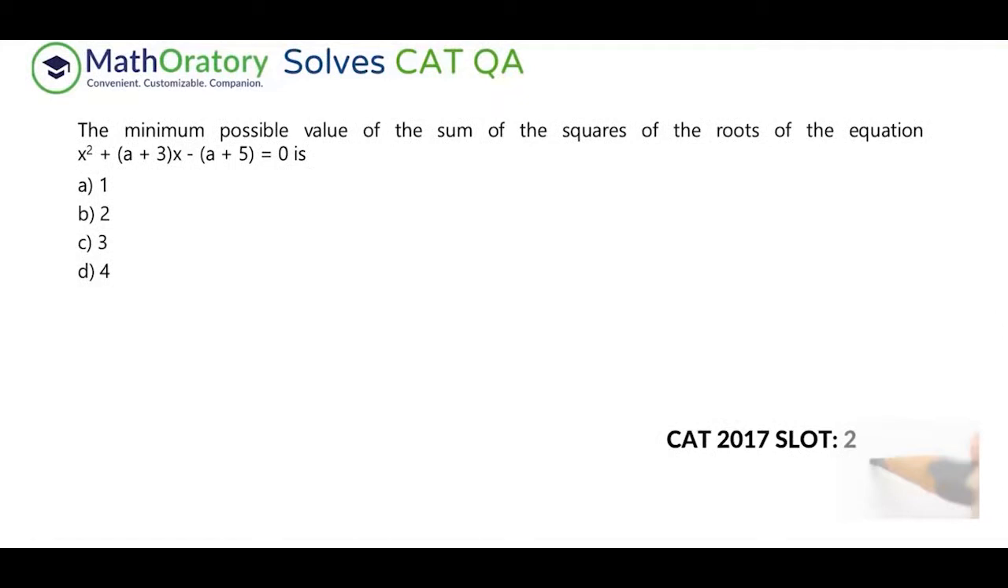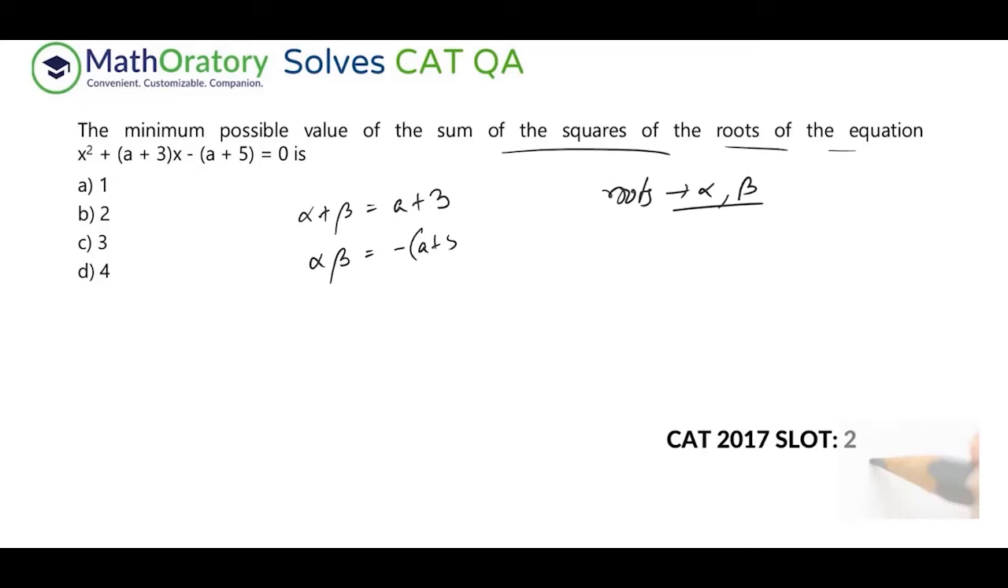Okay, so we are looking for the minimum possible value of the sum of the squares of the roots of this equation, sum of the squares of the roots. Let's consider the roots to be alpha and beta, just for explanation purpose. We know that alpha plus beta, the sum of the roots, is a plus 3 in this case. I hope you know the sum of the roots, product of the roots thing. And alpha beta is minus of a plus 5. This is the only basic you need to understand.